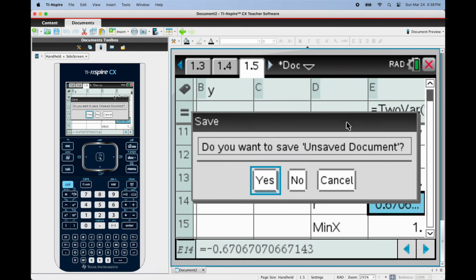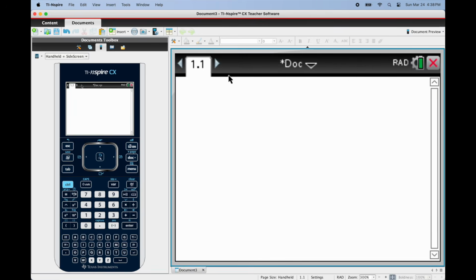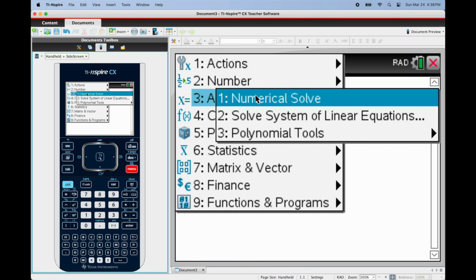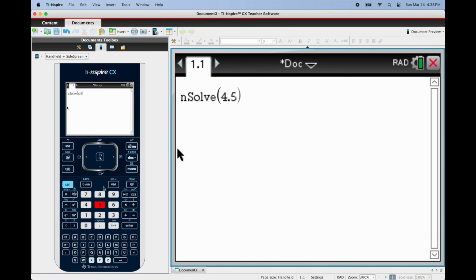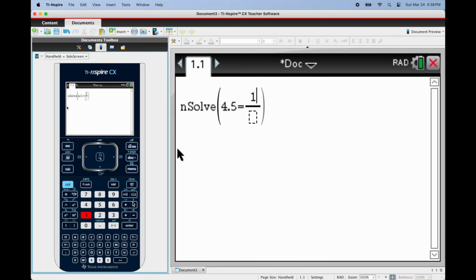Let's go back to the document, just clear this. All right, so let's go into menu, algebra, numerical solve. 4.5, that's our mean, is equal to, we're going to need to set up a fraction. Might not be a bad idea to actually work out the numerical values first and then add it later. Just because there's so much to type in, I'd be cautious about double checking as well, making sure that everything is okay. And we'll put P here.